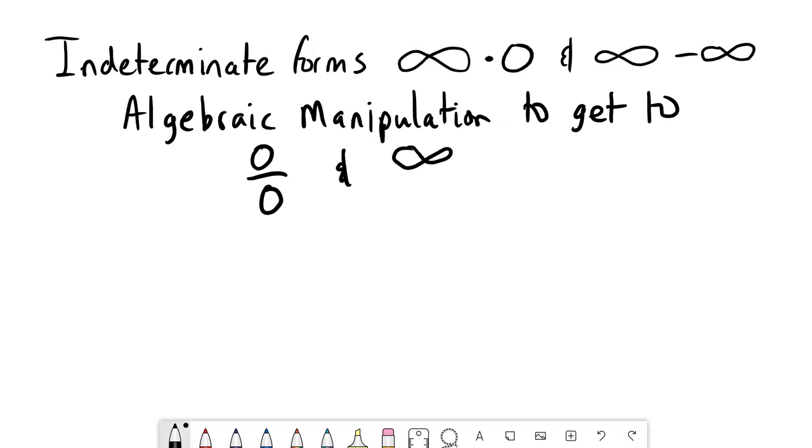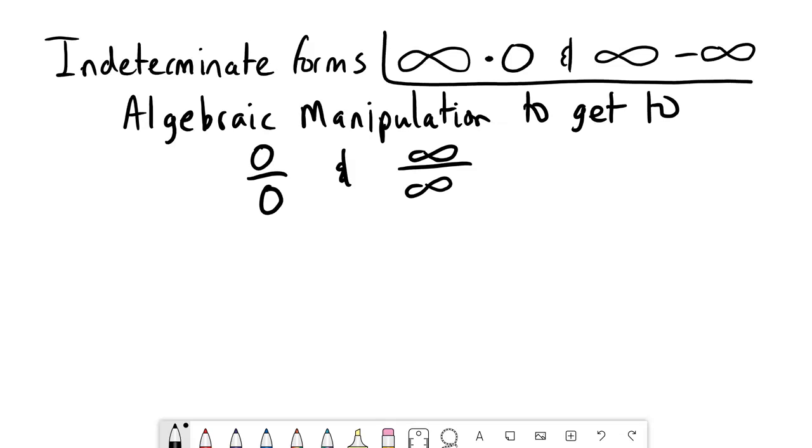These two. We use algebraic manipulation for these specific indeterminate forms, and we want to try to get it to this, right? Not too difficult to think about, but it might be difficult at first. So we're going to look at two examples, one of each.